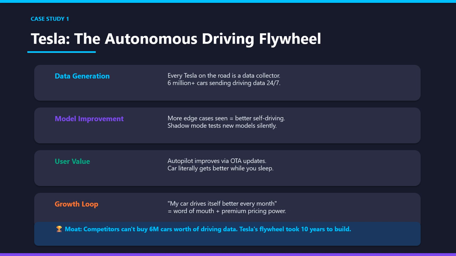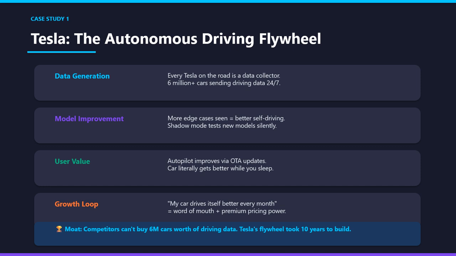Every time a Tesla encounters a tricky interaction, a near miss, an unusual road condition, that's training data for Tesla. Coming to model improvement, Tesla uses this data to train their self-driving neural networks. More edge cases seen means better handling of rare situations. They also run shadow mode. The AI makes predictions about what it would do, compares to what the human driver actually does, right? And learns from the differences, all without the driver knowing it.